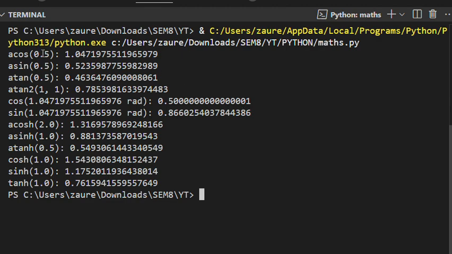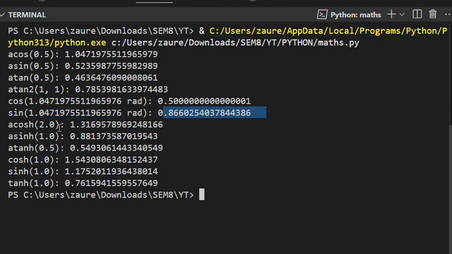So acos 0.5, this is pi by 3. Then asin 0.5, this is pi by 6. Then we have atan 0.5. Inverse of tan 0.5 will be 0.46 in radians. Then we have atan2 of 1, 1. So this is also in radians. Then we have cos, this is in radians. This is pi by 3, so we are getting 0.5. Then sine, this is also pi by 3, so we are getting root 3 by 2.